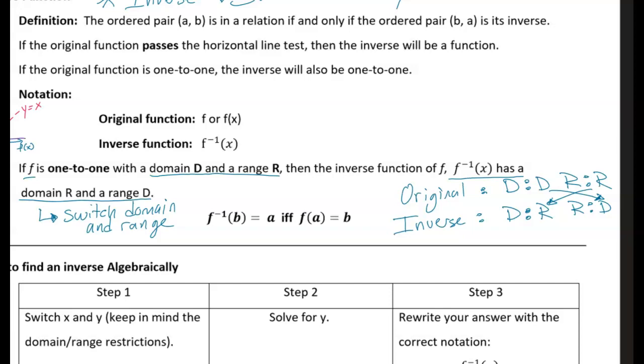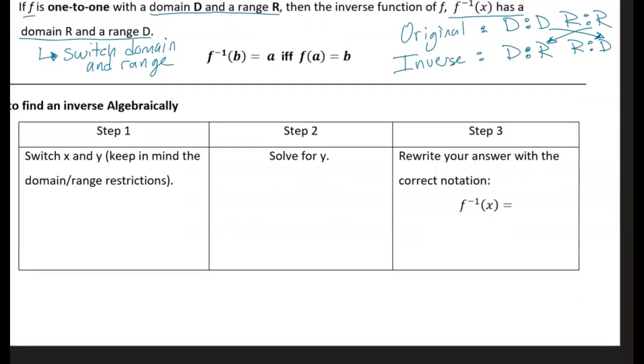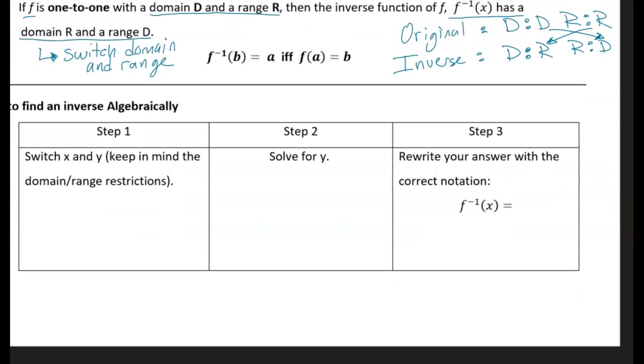Okay. We're now going to be solving for inverses algebraically. So we can find them on the graph by reflecting over the line y equals x. But we also need to know how to find them algebraically. Now we know that to create an inverse, you just switch the x and y. Same thing algebraically. In the equation, we're going to switch x and y.